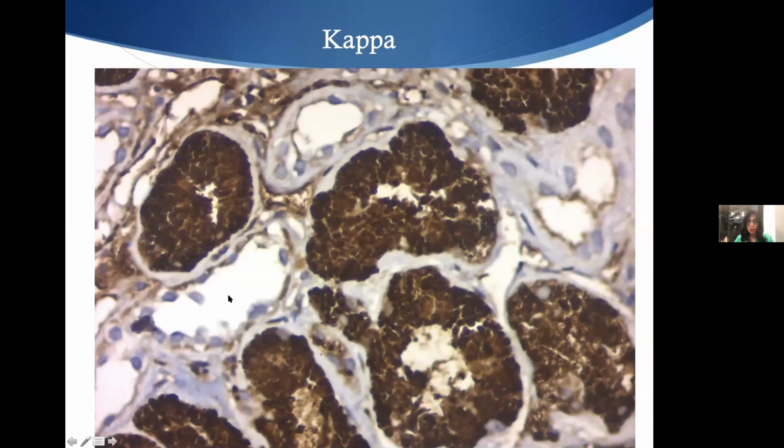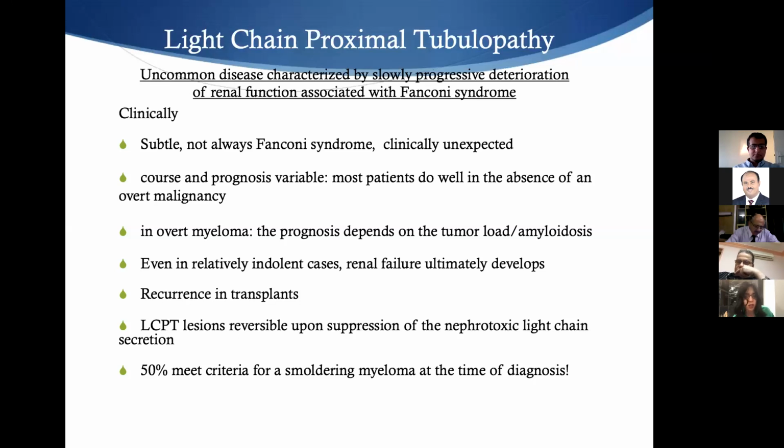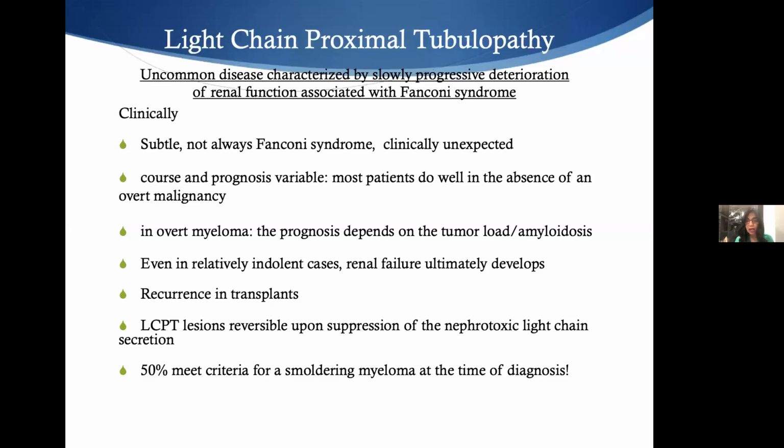So this is what is known as light chain proximal tubulopathy. Now, this is a relatively recent entity, and it's uncommon. It's not rare, it's an uncommon disease, which is characterized by slowly progressive deterioration of renal function, plus or minus Fanconi syndrome. The basic definition is that these patients are going to have Fanconi, a proximal tubular dysfunction. However, not all of them. The problem with this entity is that it's very subtle and gradual. Not all patients are going to present with Fanconi, and they are clinically unexpected. You don't expect them clinically.